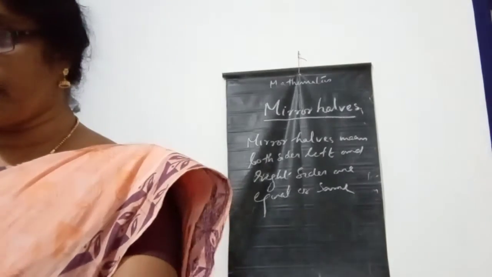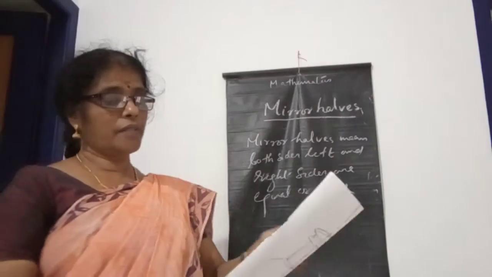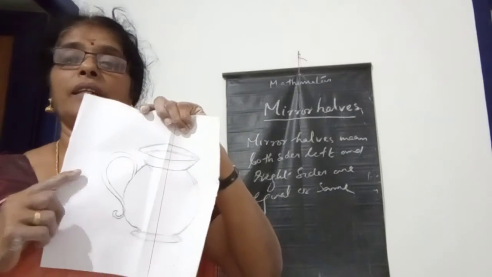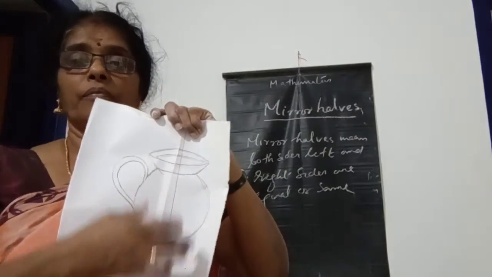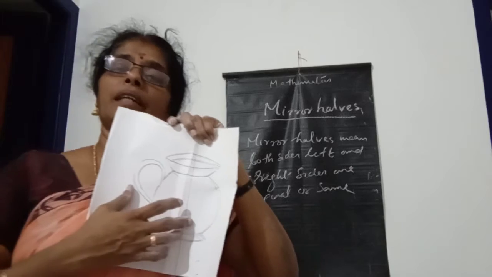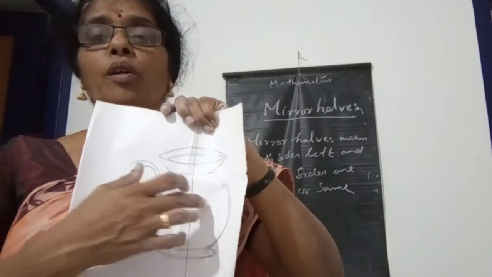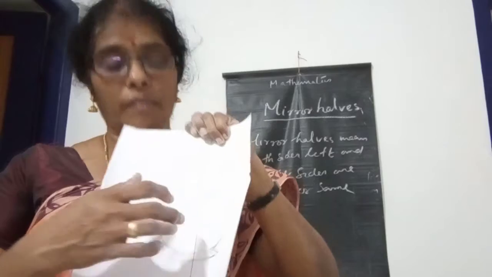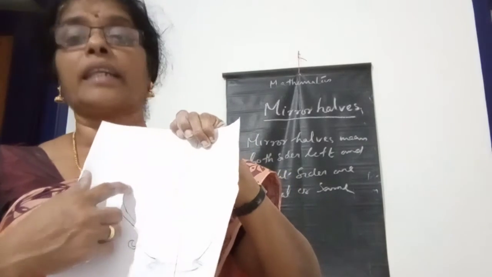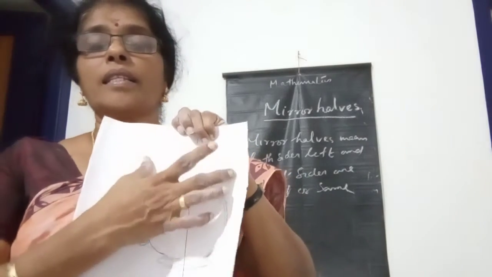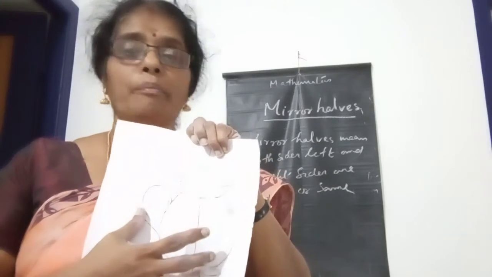But look here, children. This one is another picture. This one is a jug. Is it mirror house, children? No, because both sides are not equal. On this side you can see one handle, isn't it? That handle is not on the other side. So this object is not a mirror house.